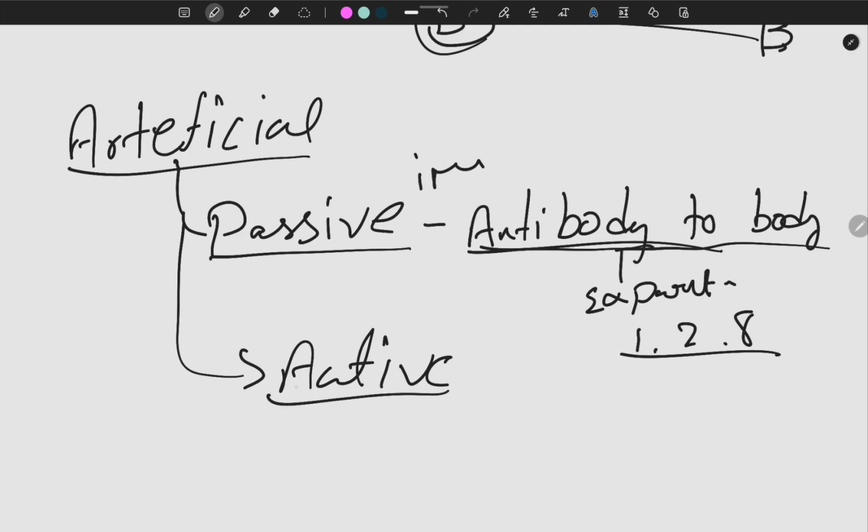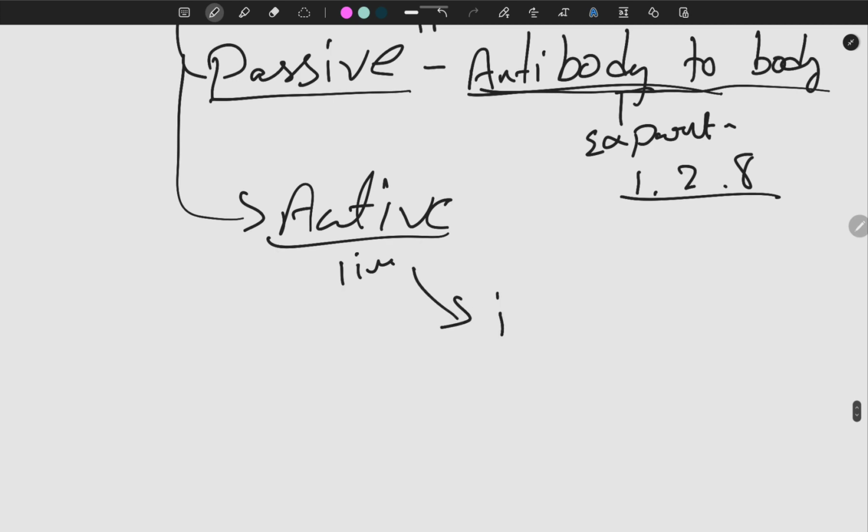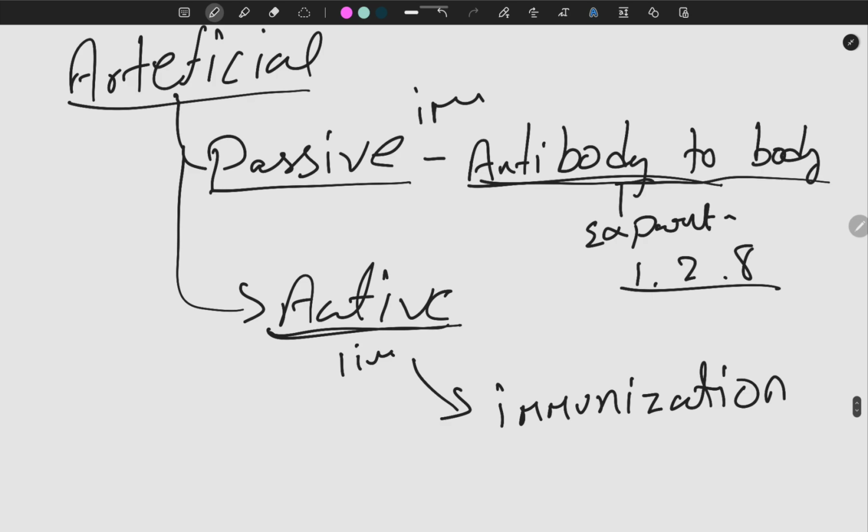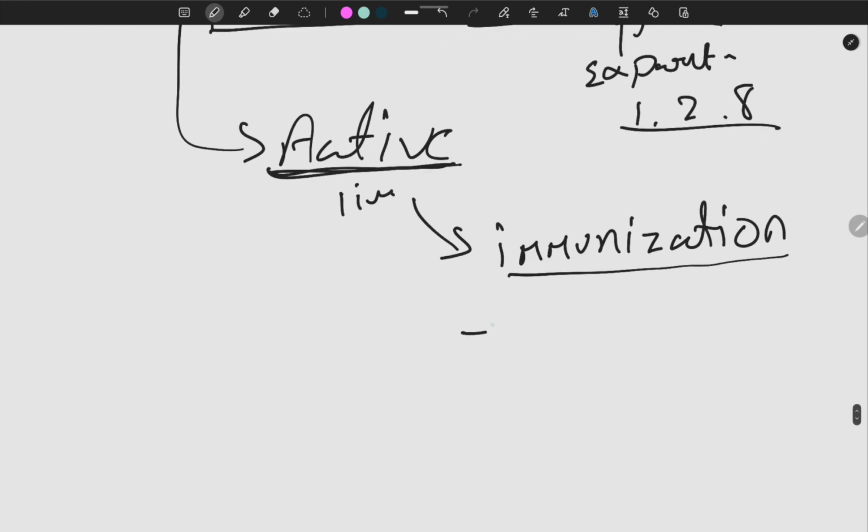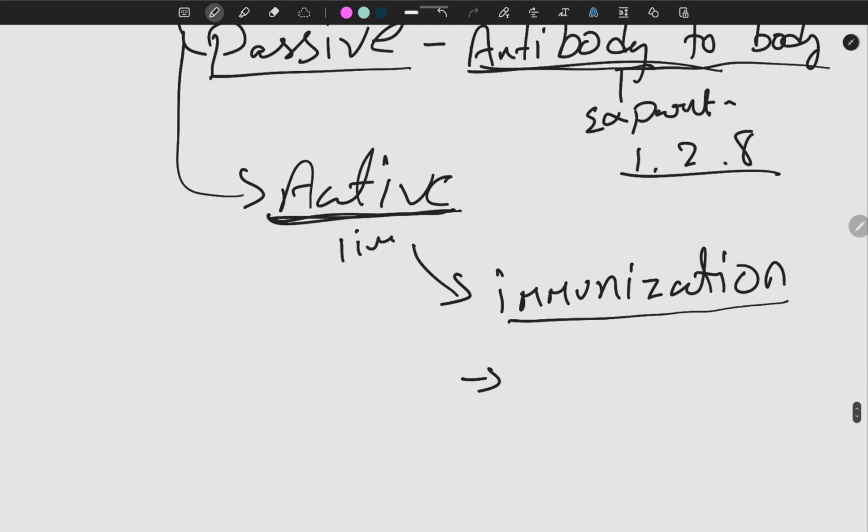And the next one is artificial active immunity. Immunization comes under artificial active immunity. So you may get a question like this: immunization is a type of immunity, that is nothing but artificial active immunity. In the immunization schedule we will get so many types. All the vaccines come under artificial active immunity. The next important thing is the immunoglobulins.